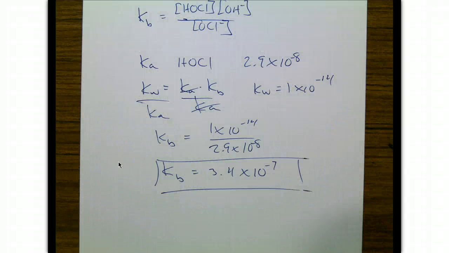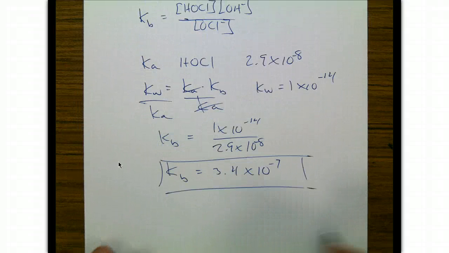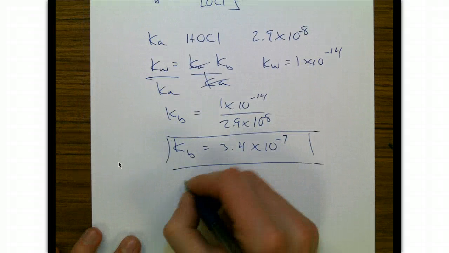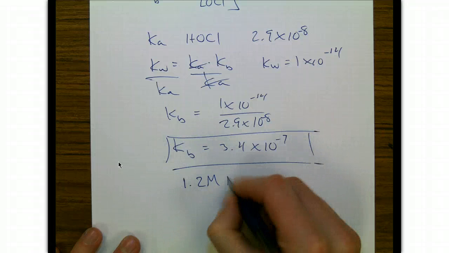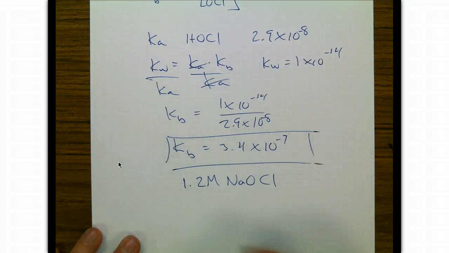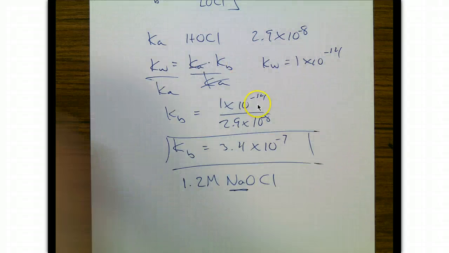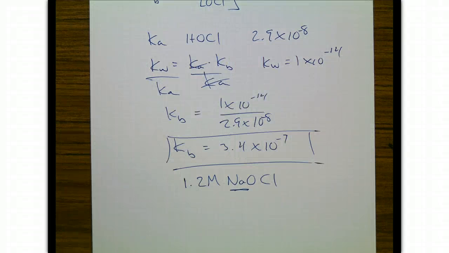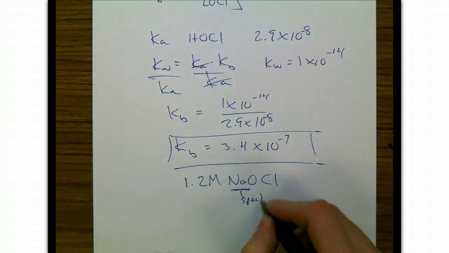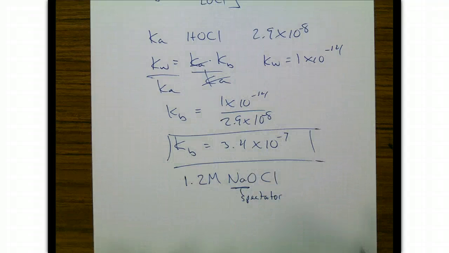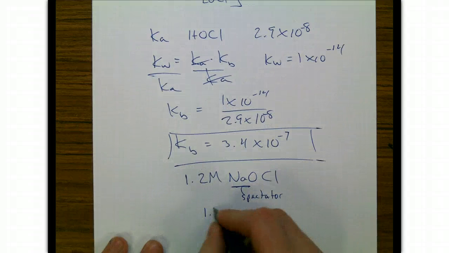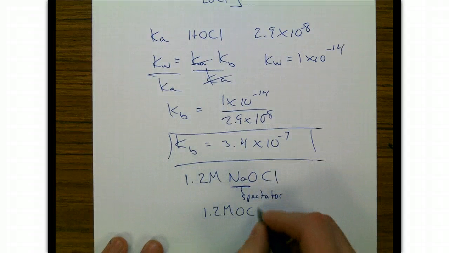Alright, now the last part of the question is actually asking you to calculate the value of hydroxide, and it gives you a particular concentration starting with sodium hypochlorite. So what they tell you is that you have 1.2 molarity of NaOCl. Immediately identify, looking at the formula, we know that the sodium in particular is going to be our spectator ion. Because it's going to be our spectator ion, we know that if we have 1.2 molarity of sodium hypochlorite, it's just going to give us 1.2 molarity hypochlorite.